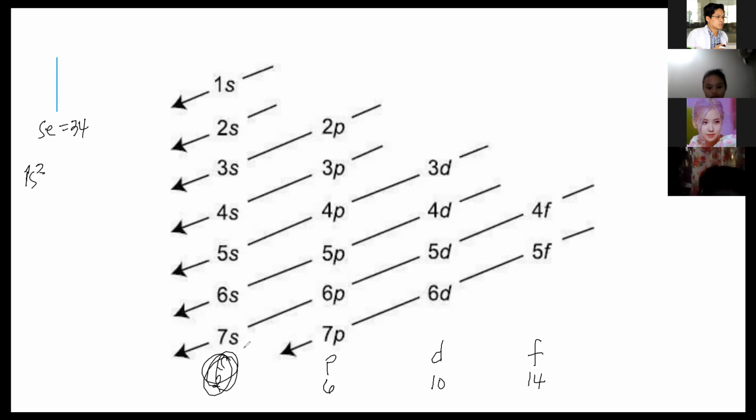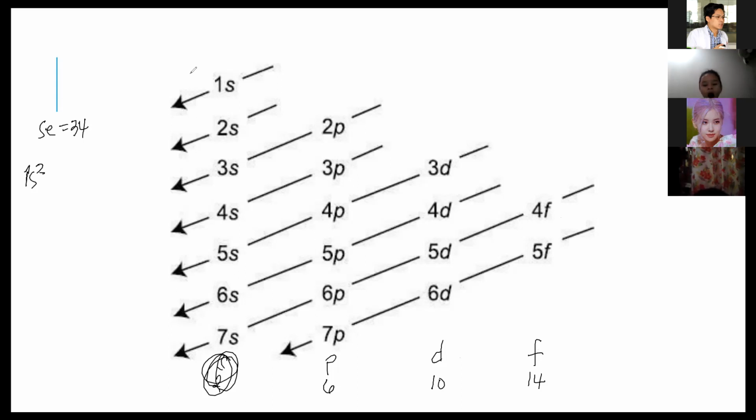All of these lines here can only accommodate up to 2 electrons. This line here can only accommodate up to 6. This line here can only accommodate up to 10 electrons, the most it can hold. F can only accommodate up to 14. Only 14 electrons can be placed in that orbital.